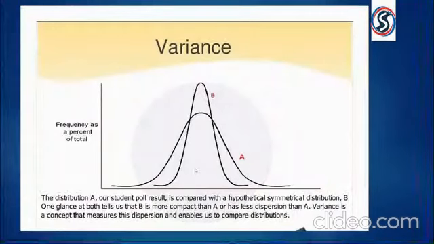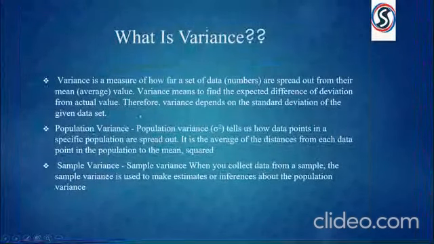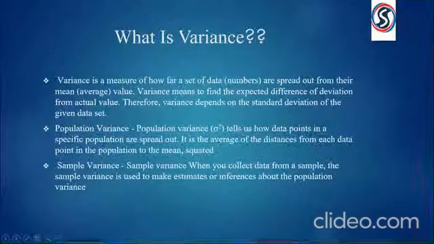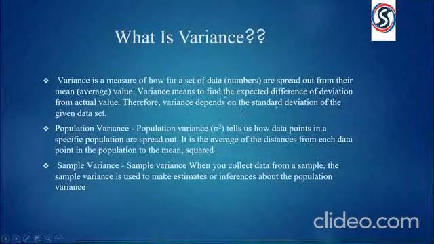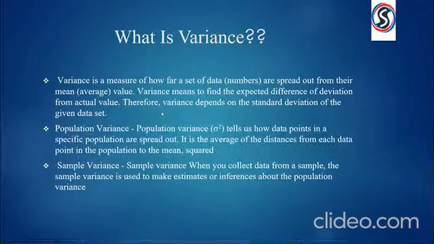variance. It is a measure of how far a set of data is spread out from its mean or average value. Variance means finding the expected deviation from the actual value. Therefore, variance relates to the standard deviation of the given data set. Standard deviation is the square root of the variance.